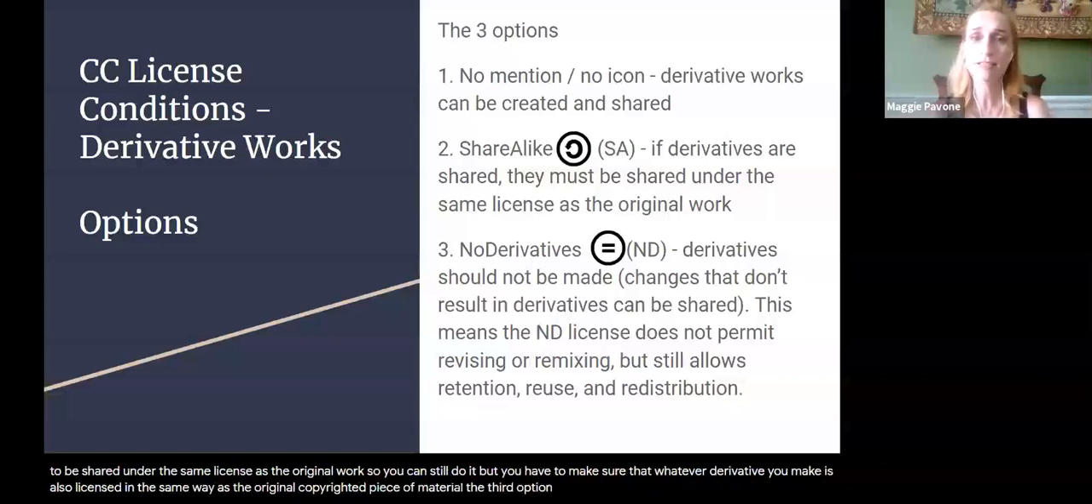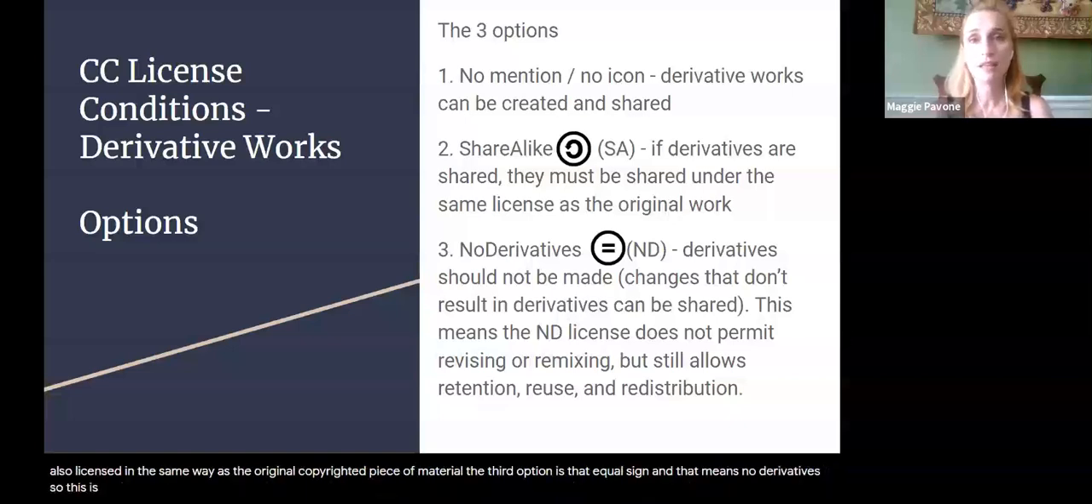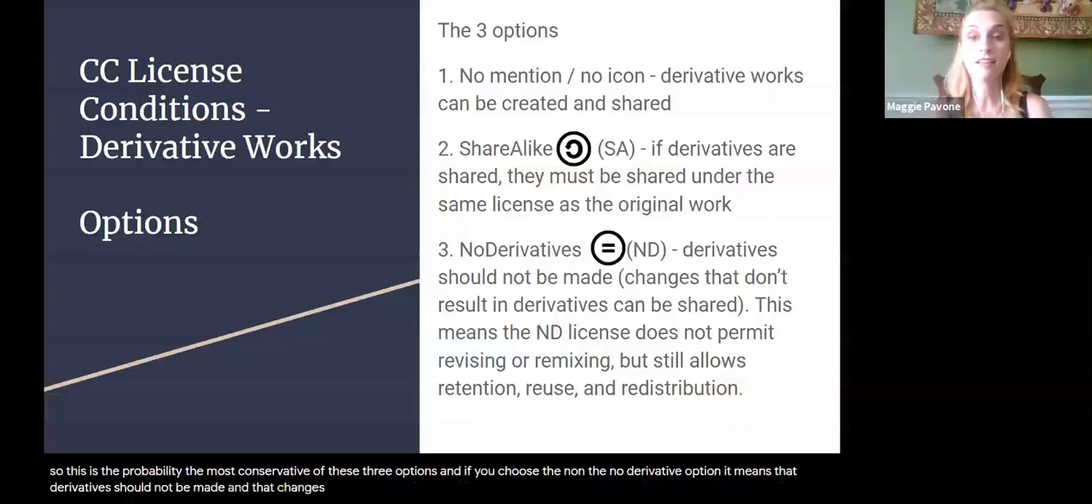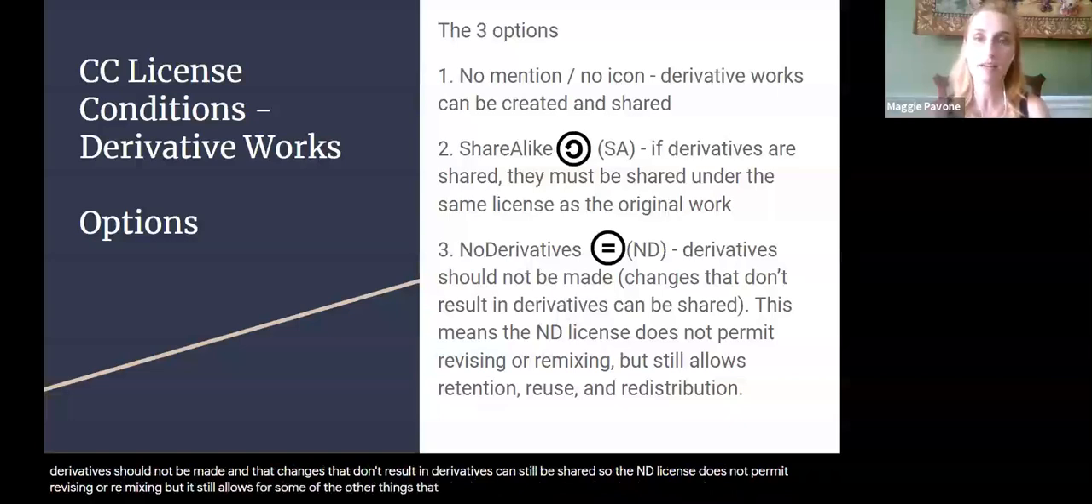The third option is that equal sign, and that means no derivatives. This is probably the most conservative of these 3 options. If you choose the no derivative option, it means that derivatives should not be made, and that changes that don't result in derivatives can still be shared. So the ND license does not permit revising or remixing, but it still allows for some of the other things that might be valuable, such as retention, reuse, and redistribution.